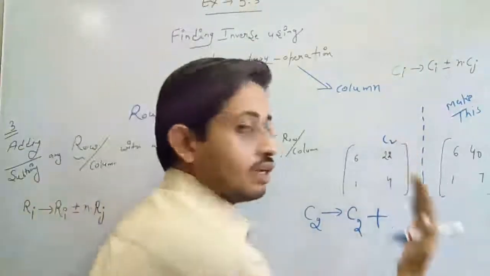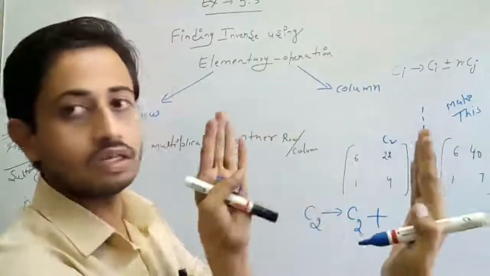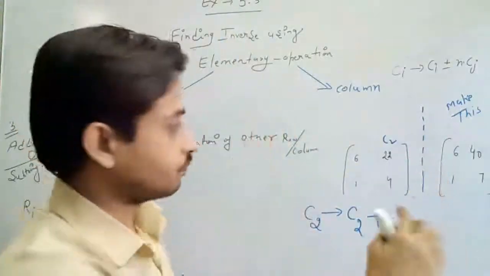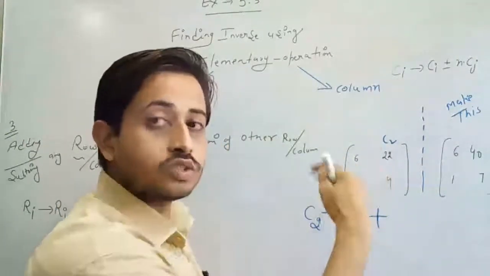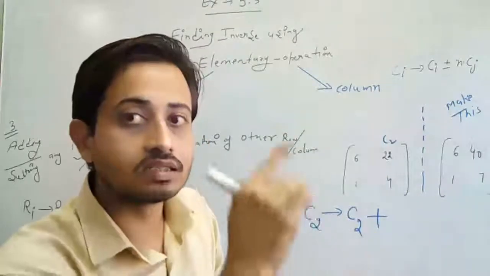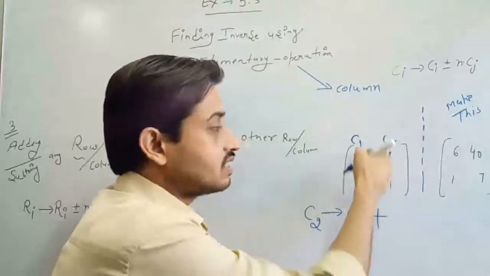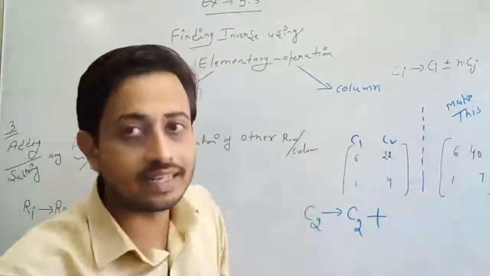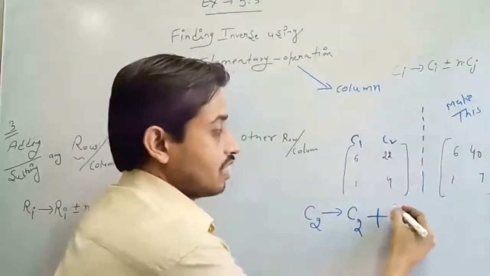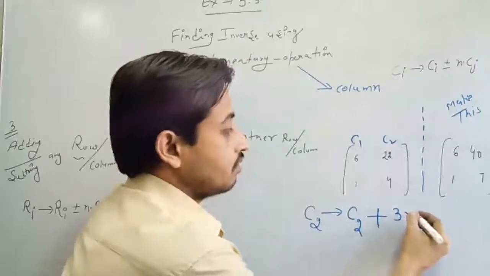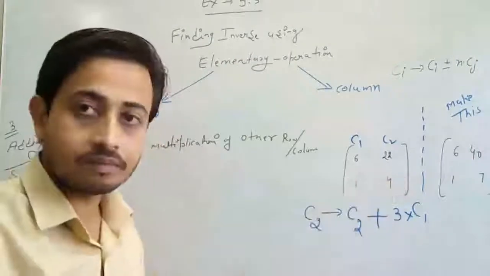Please look, because we are going to apply the elementary operation on the column, so you have to look at the corresponding column elements. The corresponding element of 22 is 6. And by using 6, how can we make 18? 6 into 3 is 18. It means we have to multiply our C1 with 3. So we get 18, and after adding we will get 40. So what do we have to do? We have to multiply 3 by column C1.